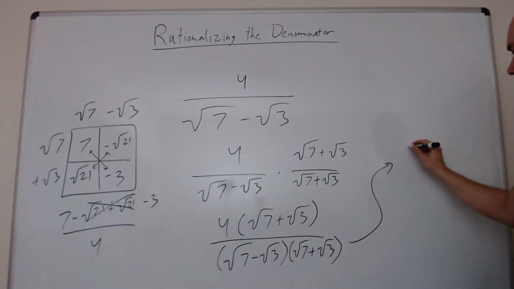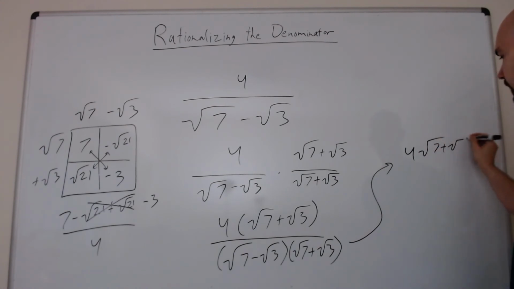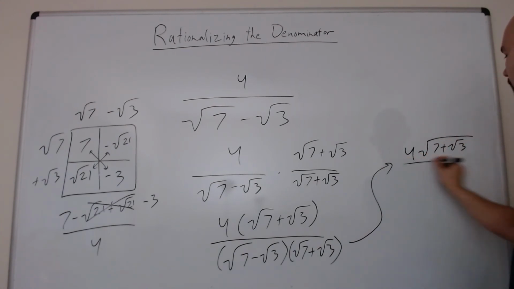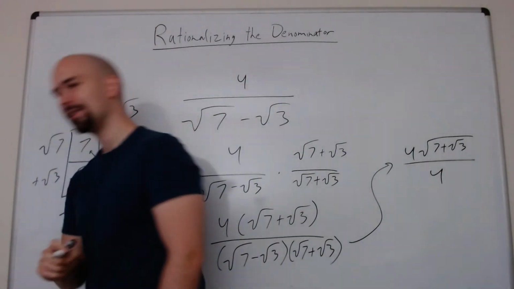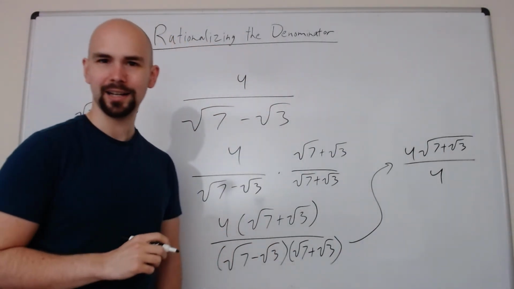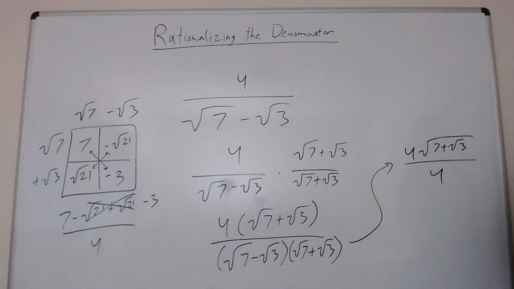So this gives us then 4 times the square root of 7 plus the square root of 3, over a denominator of 4. And there's something really nice about this. Ask yourself, do you stop here or can you keep going? Now, I can't cancel things that involve plus or minus. I can't cancel separate terms in a fraction unless I cancel the entire term itself.